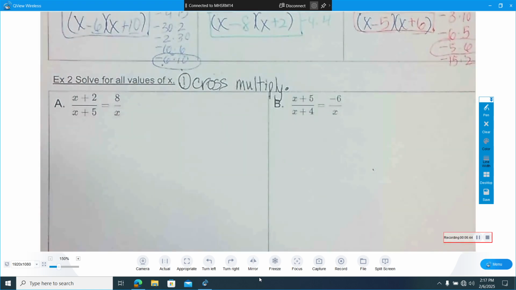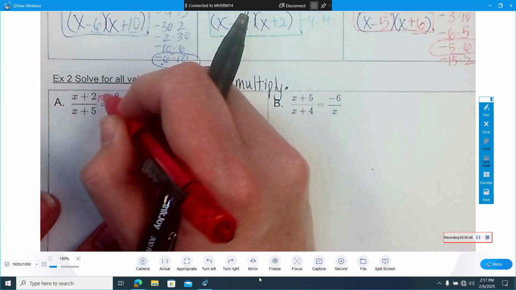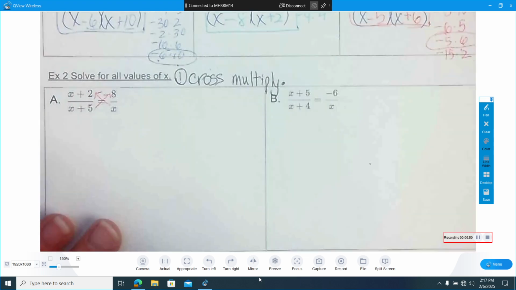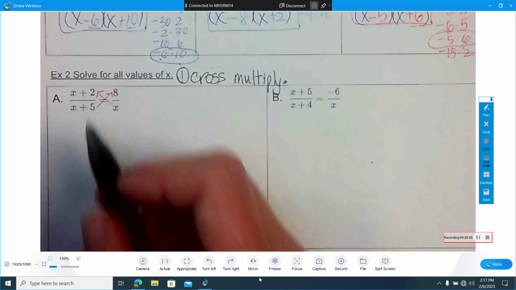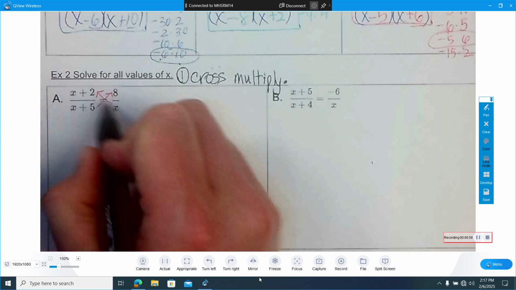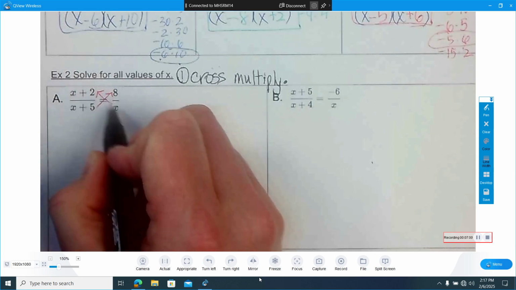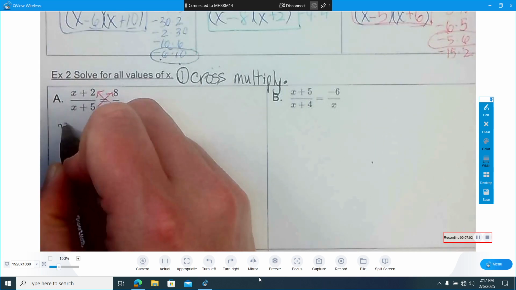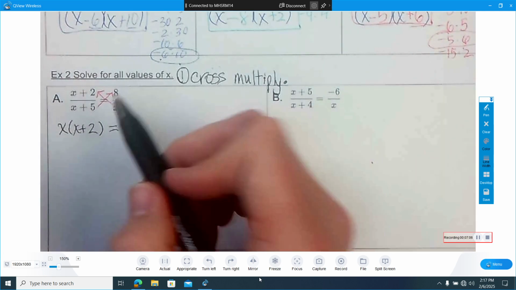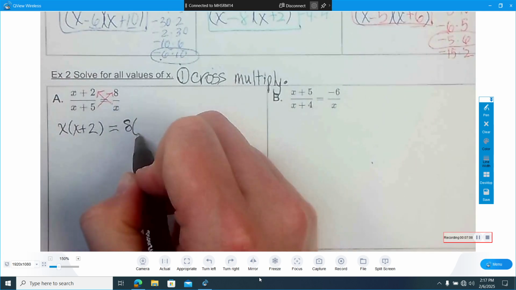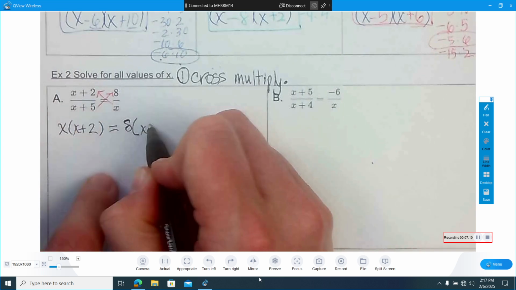So just like yesterday, we're going to cross multiply. I'm going to take my x and multiply it by x plus 5, and multiply it across the equal sign to the numerator. I'm always going to start with the side that has the most x's. So I have the x times the quantity x plus 2, and that's going to be equal to 8 times the quantity x plus 5.